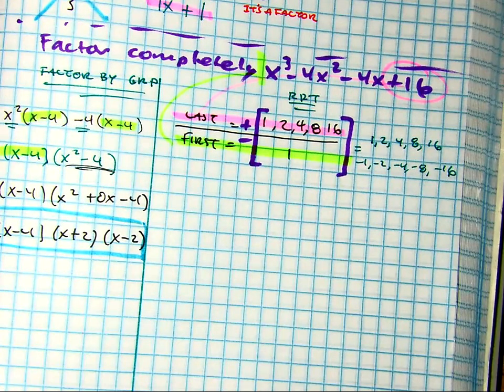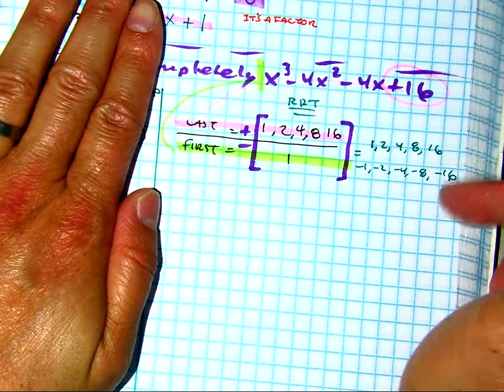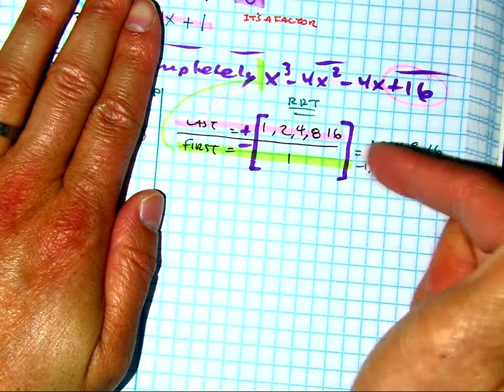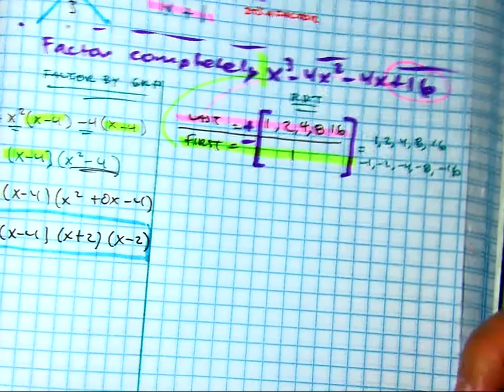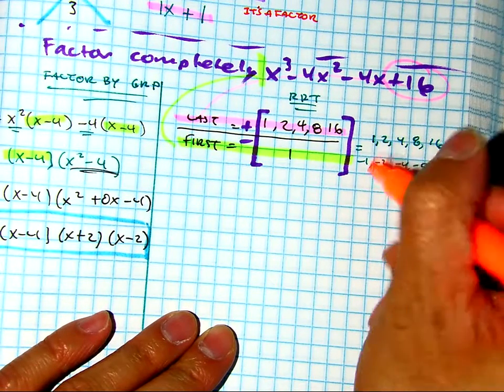Now, without looking at that, someone pick a number. When you're picking these numbers, don't pick the fractions. Don't pick the big numbers first. Start over there. What number do you guys want to start with? Someone said negative, what? 3. Let's try negative 4.